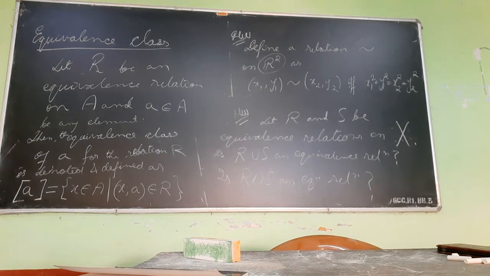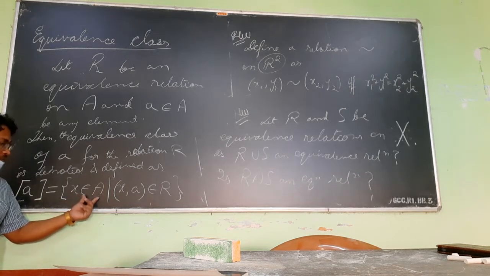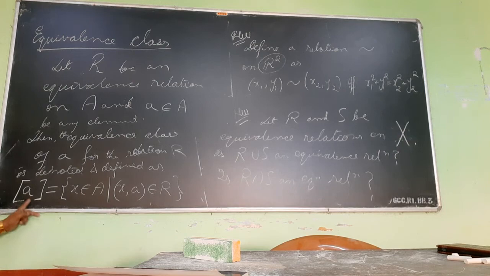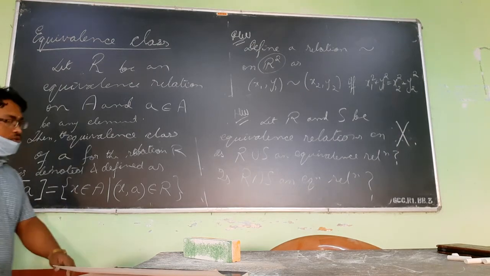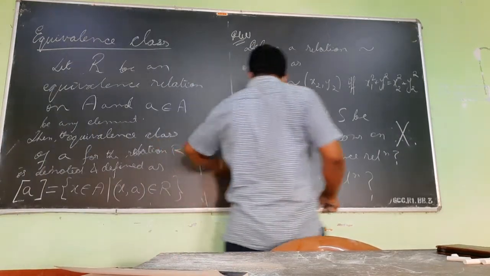No problem. So given an equivalence relation, we can define an equivalence class. It is the set of all elements of capital A which are related to this small a. So let us see.